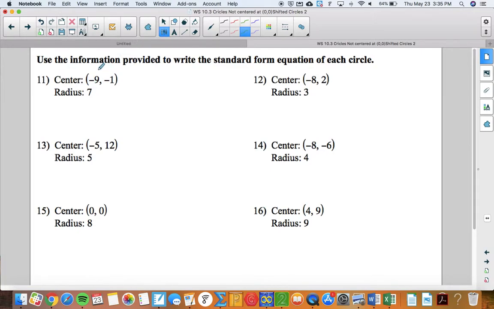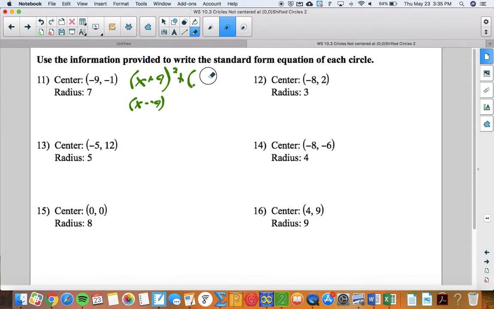So now we're going to use the information provided to write the standard form equation of each circle. So this again is what's getting subtracted off from the x and the y respectively. So it's going to be x plus 9 squared. That comes from what's getting subtracted off, a negative 9. Plus y plus 1 squared. Because again, it's the opposite of whatever you see over there. Squared equals, now it's going to be 49.